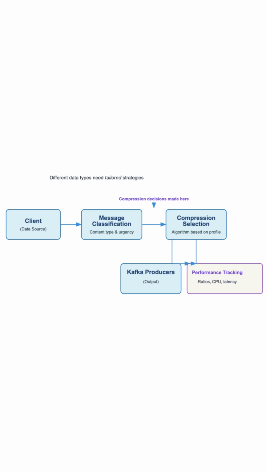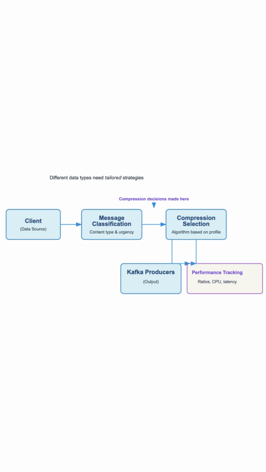Now let's integrate these concepts into our StreamSocial platform. It's crucial to understand that different data types need tailored compression strategies. A user profile, for instance, has different needs than a real-time timeline update. Our compression pipeline begins with message classification. Here, we analyze the content type and urgency of each message. Is it media metadata, a user post, or a system log?